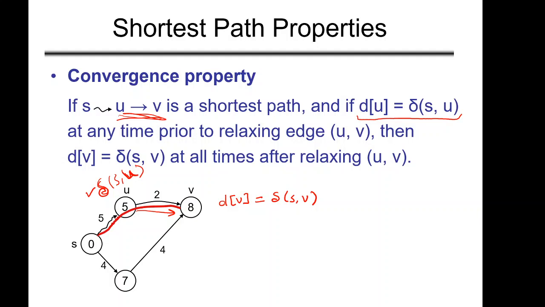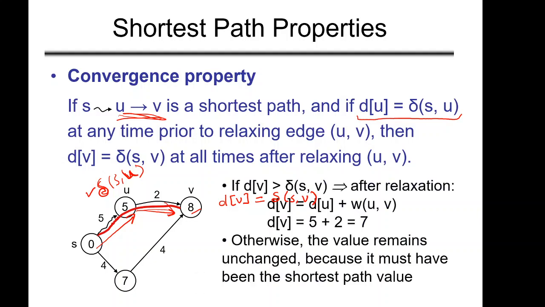Okay, so this is again kind of a variant of this, right? So it becomes equal because this is the shortest path. Okay, so if we already have a shortest path till this node, when we relax this, V is also having the shortest path. Okay, so this is what is written here. If D of V is greater than this, so actually we have proved this, right? If D of V is greater than this, after relaxation it becomes equal to this. Otherwise the value remains unchanged because it must have been the shortest path value.